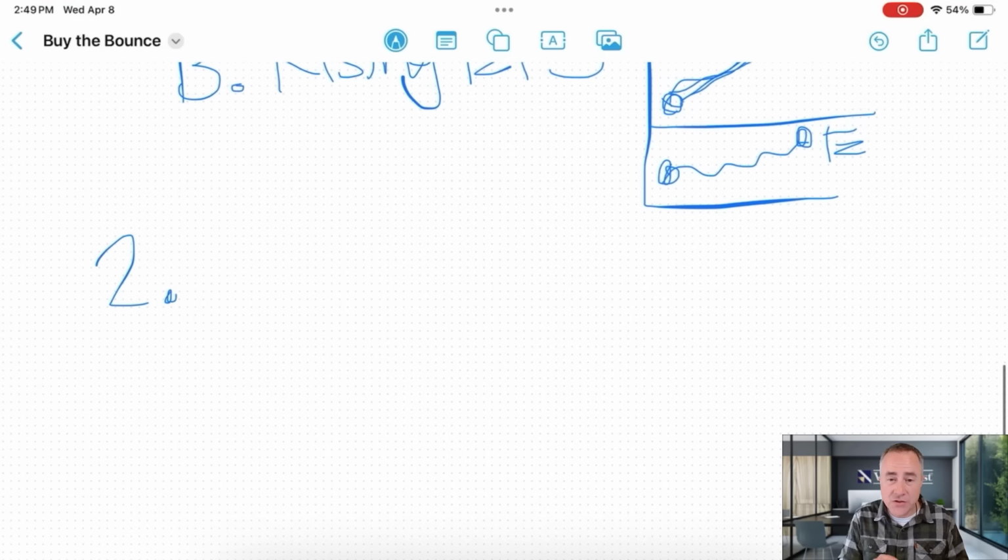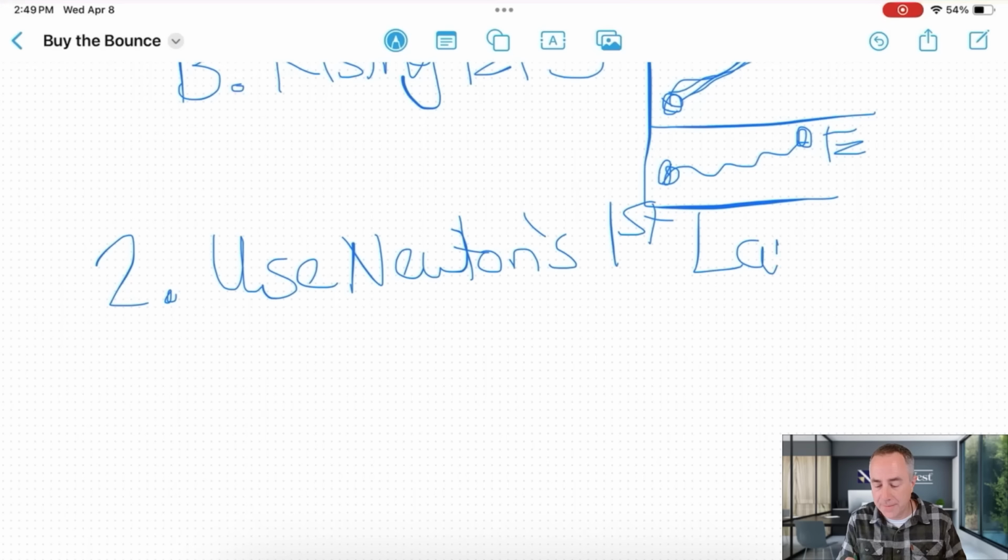Now, if we go back to our notes, part 2 of our framework is to use Newton's first law. And if you remember back to school, Newton's first law is a body in motion tends to stay in motion. That idea applies to stocks too. A stock in downtrend often stays in downtrend.